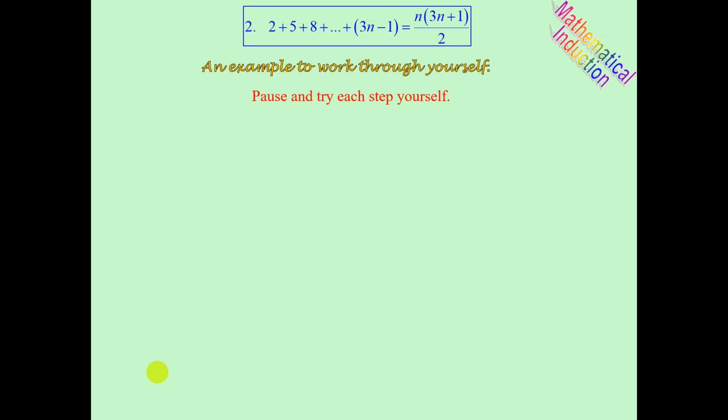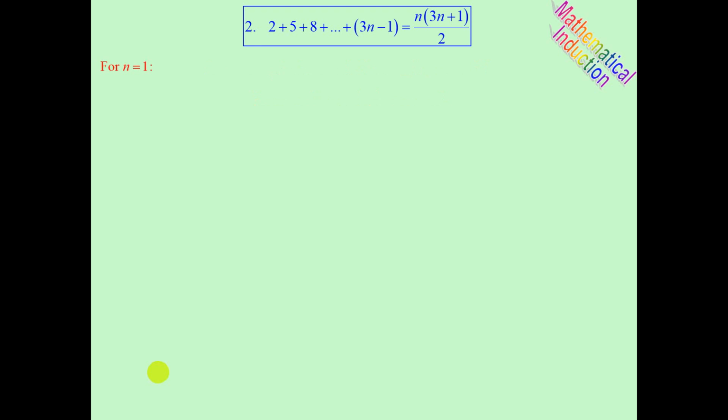Let's have a look at the next one. Much the same sort of thing. There is another mathematical induction. So we're going to take the left-hand side, take the first term, right-hand side, and substitute in the 1 for the n equal to 1. And we obtain 2, which is the same as the left-hand side.